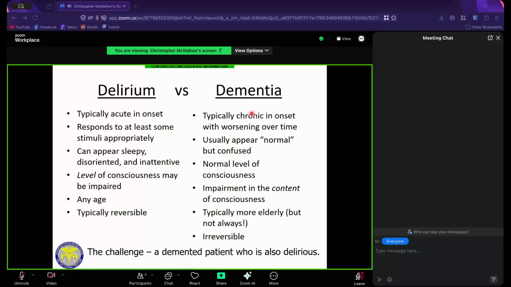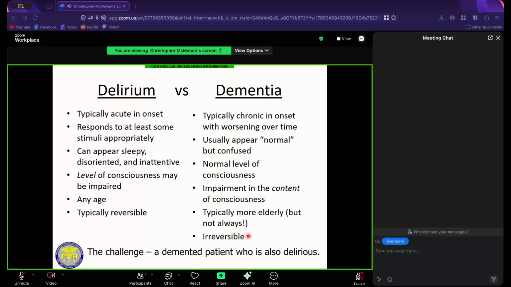But dementia is typically chronic and worsening over time, usually appears normal. Grandma's just kind of withdrawn compared to normal. Level of consciousness is retained in these people. It's an impairment of the content of consciousness rather than the consciousness going out. And it's typically more in the elderly, but not always. You can have early onset dementia. And it's typically irreversible. We can treat some of the underlying symptoms and give them back some more of their ADLs and try to stop progression, but I'm not going to cure a demented patient.